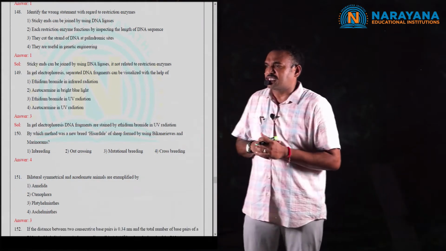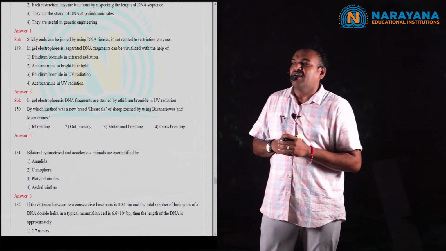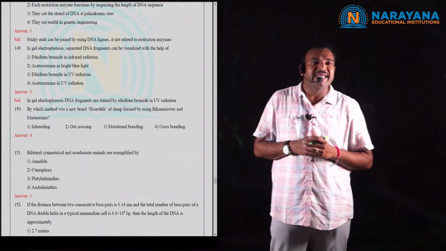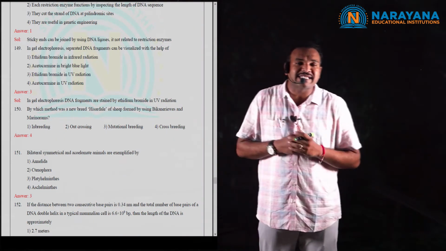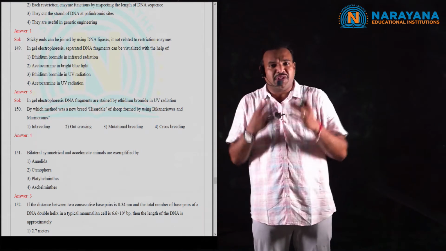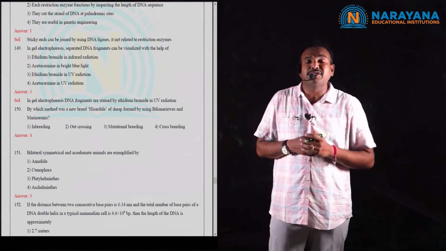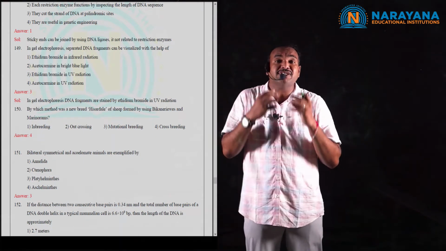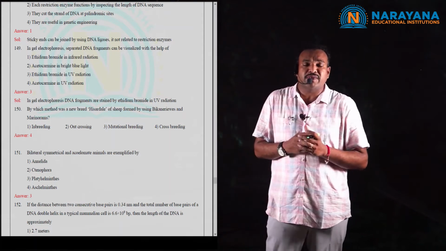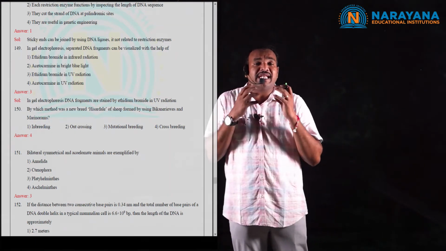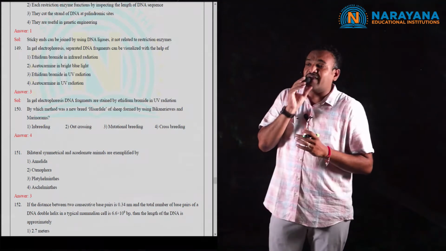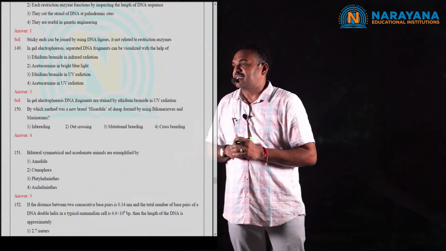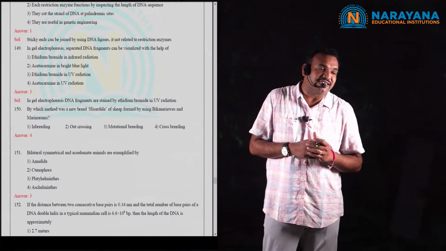In gel electrophoresis, separated DNA fragments can be visualized with the help of. That means what is the staining process of DNA in gel electrophoresis? The DNA is stained with ethidium bromide, and even after staining with ethidium bromide, the fragments are not directly visible to the naked eye. They must be exposed to UV rays, and only then do they appear in the form of bright orange color. So the visualization of DNA fragments in gel electrophoresis is possible only after staining with ethidium bromide and exposing to UV radiation. That means the right option for question number 149 is the third option.